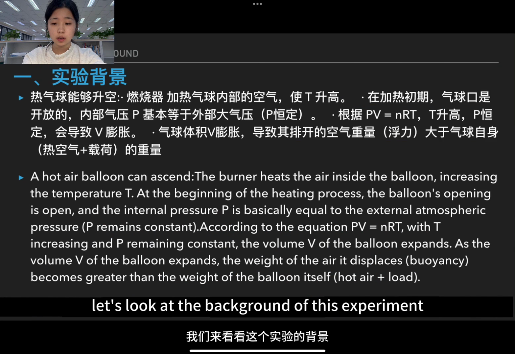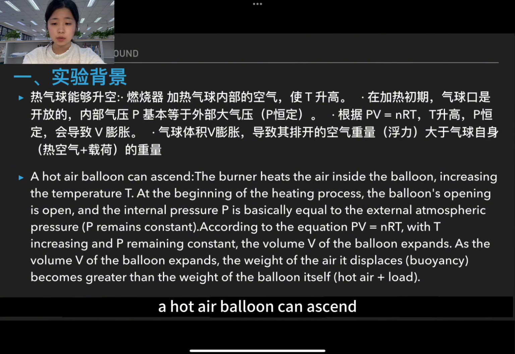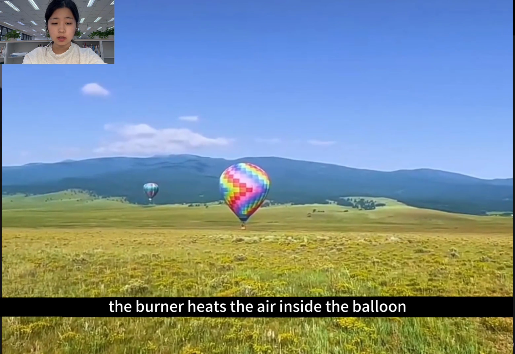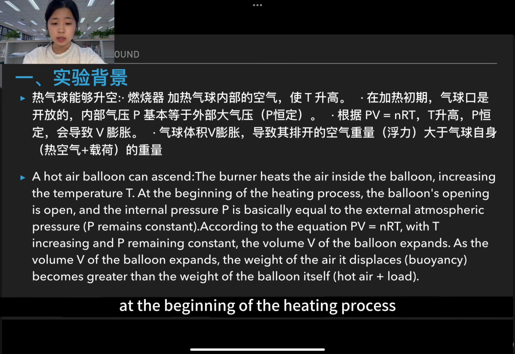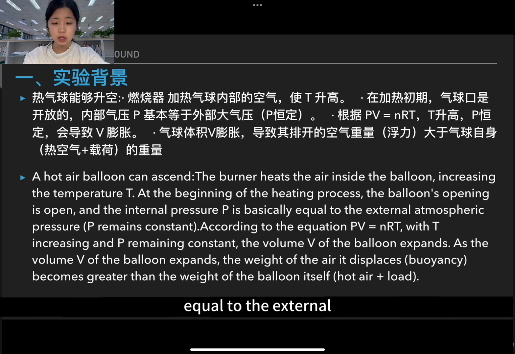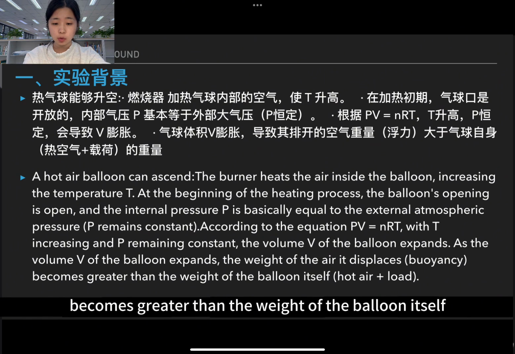Let's look at the background of this experiment. A hot air balloon can ascend. The burner heats the air inside the balloon, increasing the temperature T. At the beginning of the heating process, the balloon's opening is open, and the internal pressure P is basically equal to the external atmospheric pressure. P remains constant. According to PV = nRT, with T increasing and P remaining constant, the volume V of the balloon expands. As the volume V of the balloon expands, the weight of the air displaced becomes greater than the weight of the balloon itself.